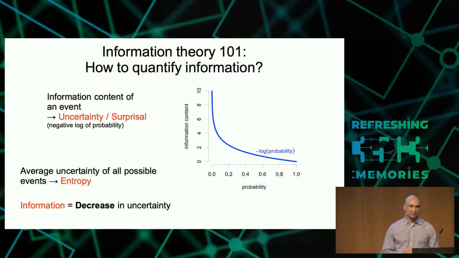It's like a sunny day somewhere in the desert. However, if you go to lower probabilities, then the surprise becomes bigger, and the information content rises. Now, in a system, you have several events that are possible, and if you take the average uncertainty of all possible events, you get something that Shannon called entropy. This is still not information, because information is a difference in entropy. So you have to calculate the entropy of a system, and then you calculate the entropy that is remaining after an observation, say, and this difference is the information gained by the observation.